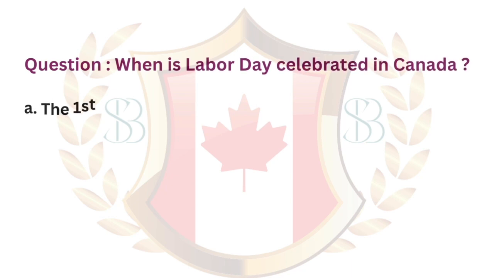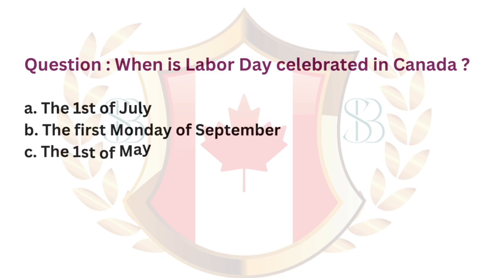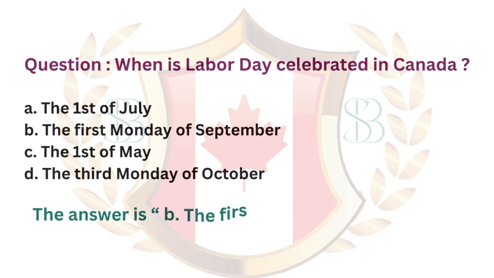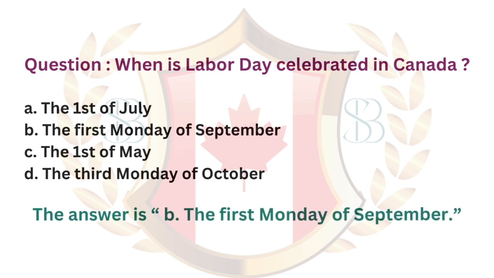Question. When is Labour Day celebrated in Canada? A. The 1st of July. B. The first Monday of September. C. The 1st of May. D. The third Monday of October. The answer is B. The first Monday of September.